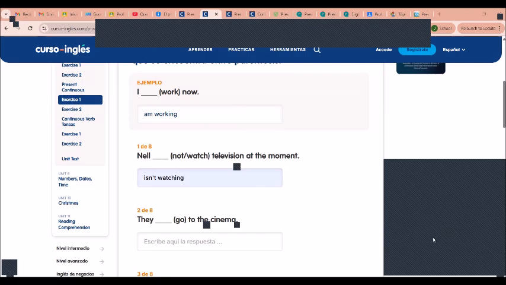Let's go with Dara, Angel. They are going to the cinema. Easy peasy. They are going to the cinema. Good.